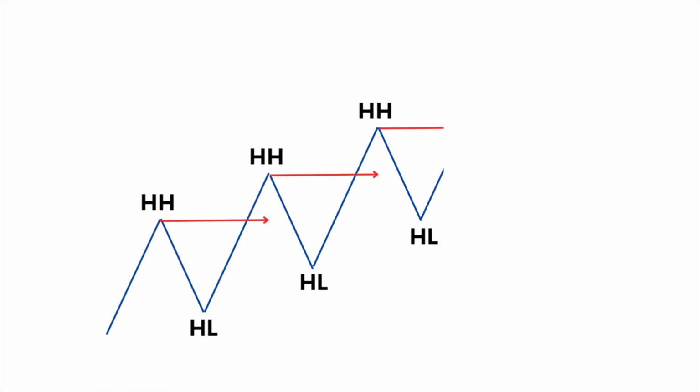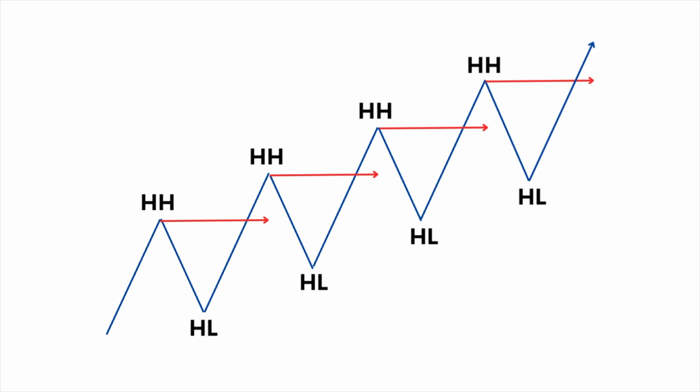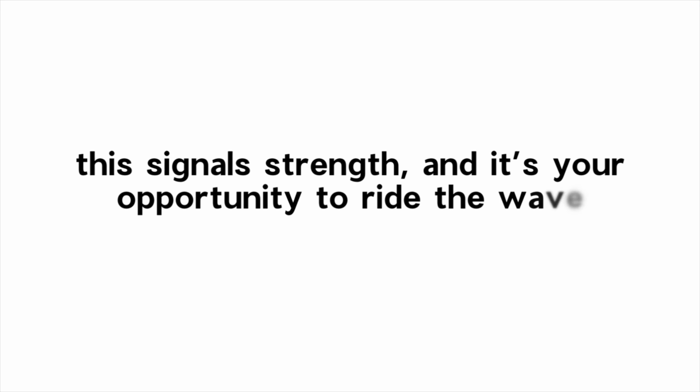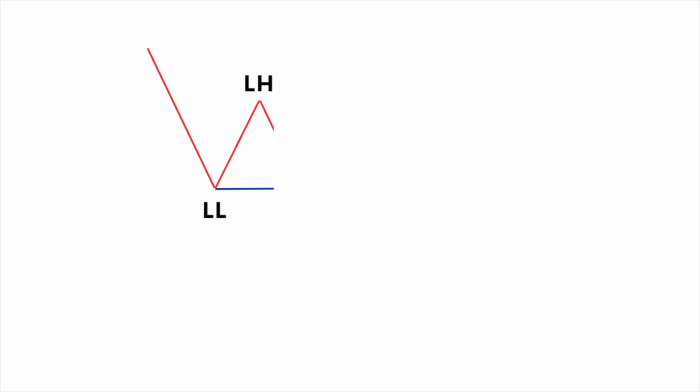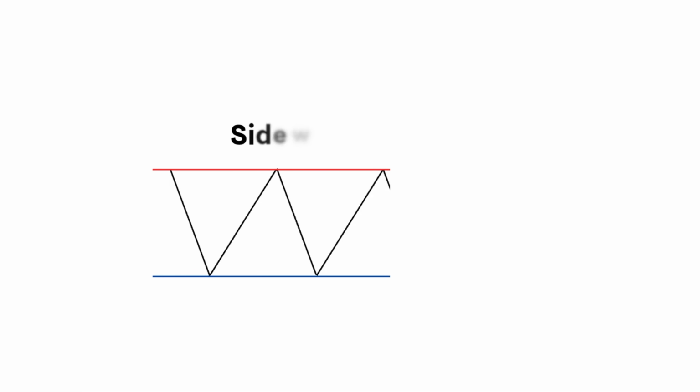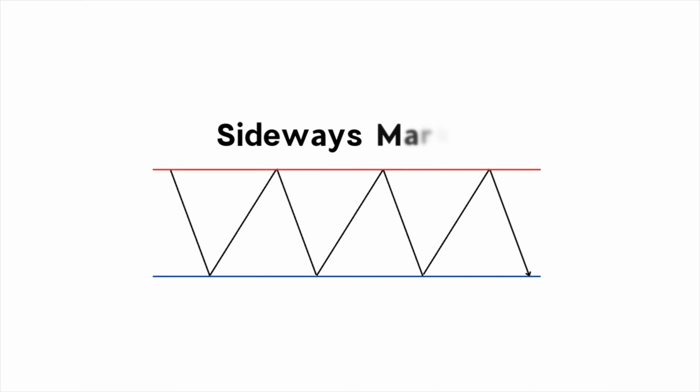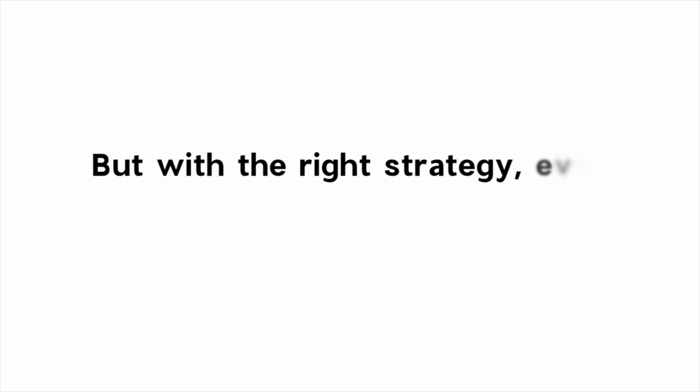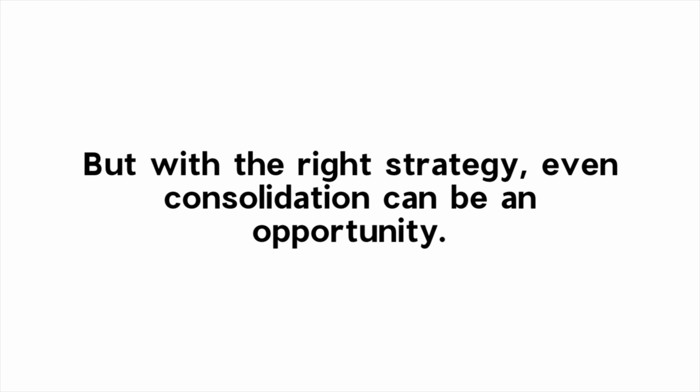In an uptrend, the market creates higher highs and higher lows. This signals strength, and it's your opportunity to ride the wave upwards. Downtrends, on the other hand, show the market making lower highs and lower lows, signaling weakness. Then we have consolidation. This is when price moves sideways and many traders get stuck. But with the right strategy, even consolidation can be an opportunity.